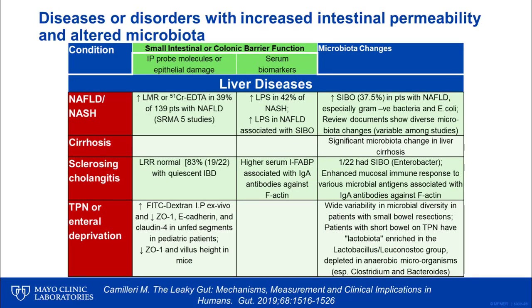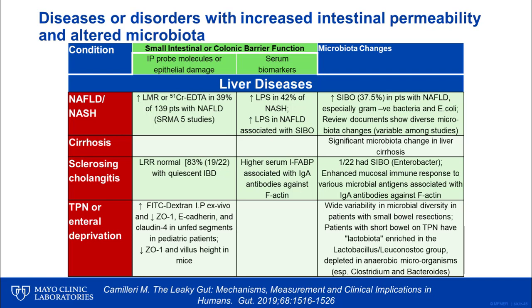Non-alcoholic fatty liver disease is associated with increased lipopolysaccharide in the circulation, and increased lactulose to mannitol ratio or chromium 51 EDTA. There's a systematic review and meta-analysis that reviews that. This is sometimes associated with small intestinal bacterial overgrowth. Sclerosing cholangitis shows a normal lactulose to mannitol ratio, but perhaps more evidence of damage to the intestinal epithelial lining, as shown by the increase in intestinal fatty acid binding protein.